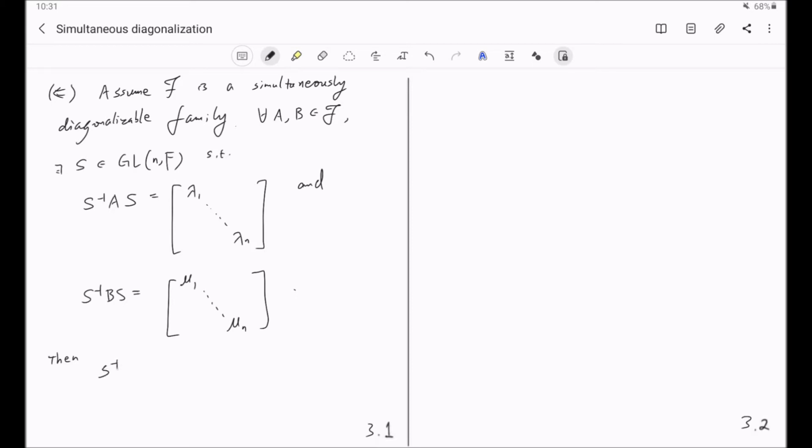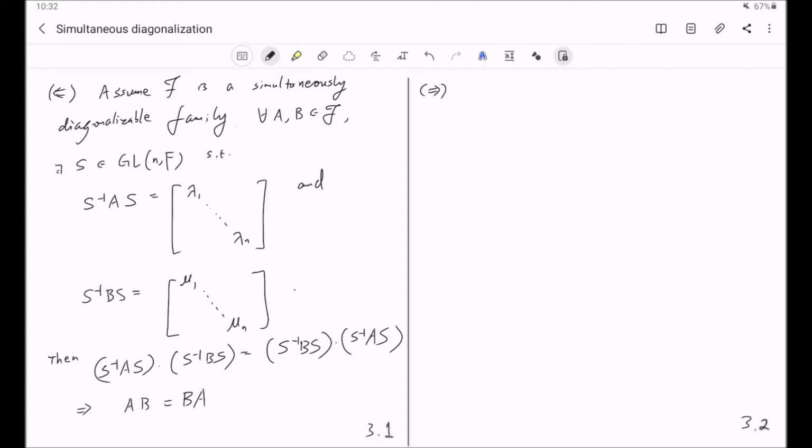So, S inverse AS times S inverse BS is equal to the multiplication in the other way. And this, when you simplify it, you cancel this S with S inverse. You have AB equal to BA. So F is a commuting family. This proves the backward direction.